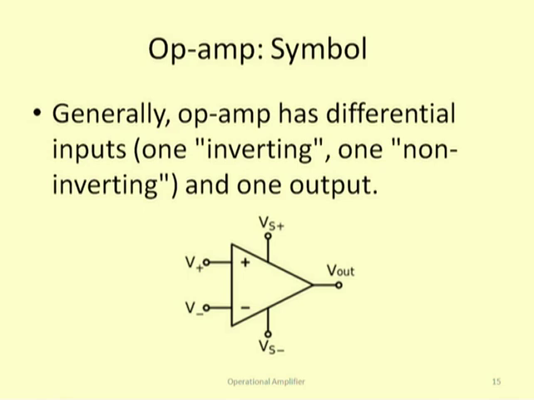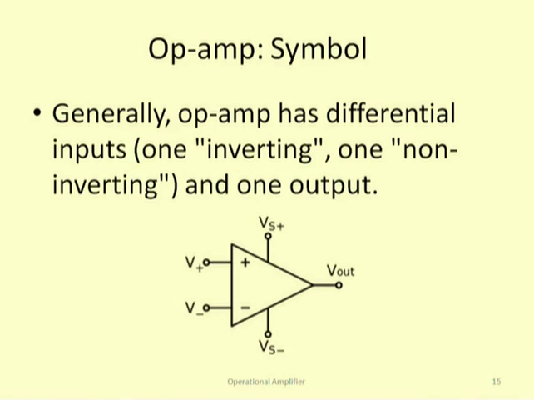But because of some mismatch in the input components, it may happen that to get the output equal to 0, you need to apply a certain difference between V plus and V minus. That difference which is required to be applied to get the output voltage equal to 0 is called the input offset voltage.